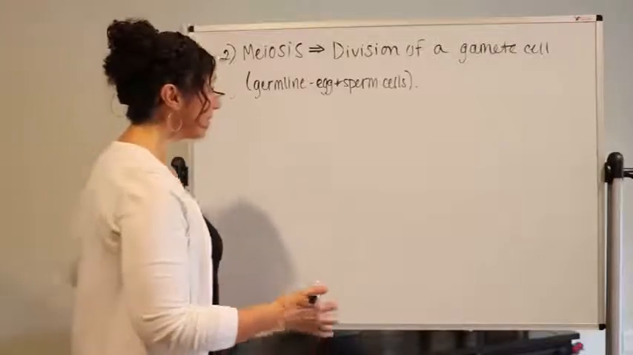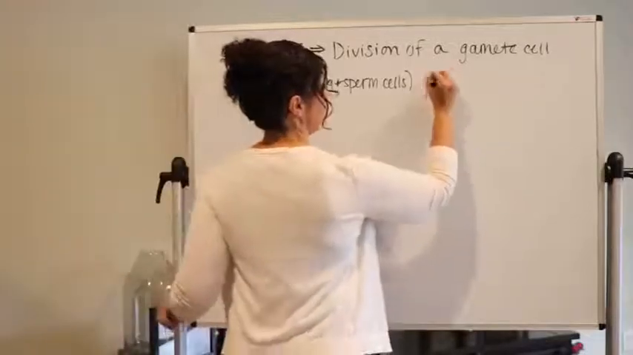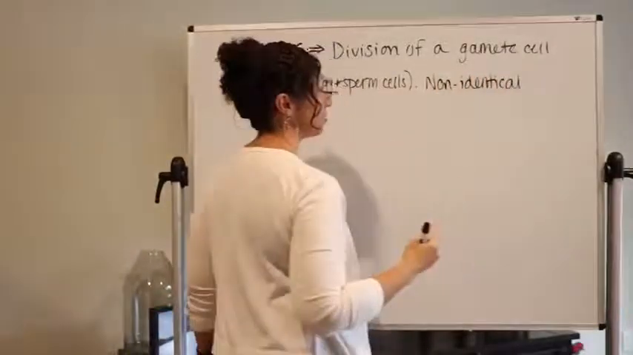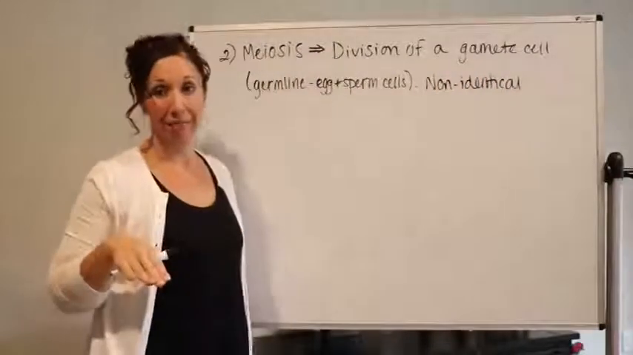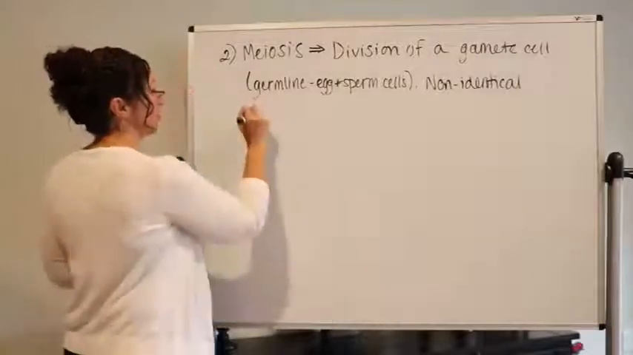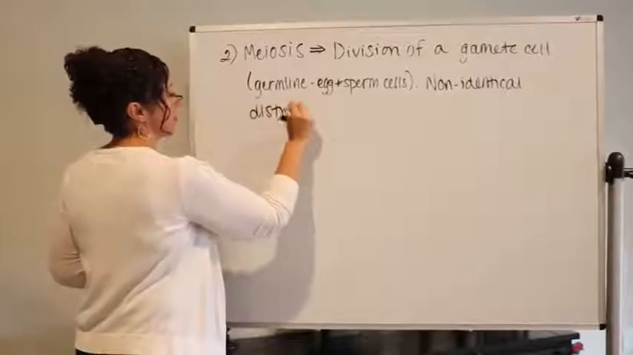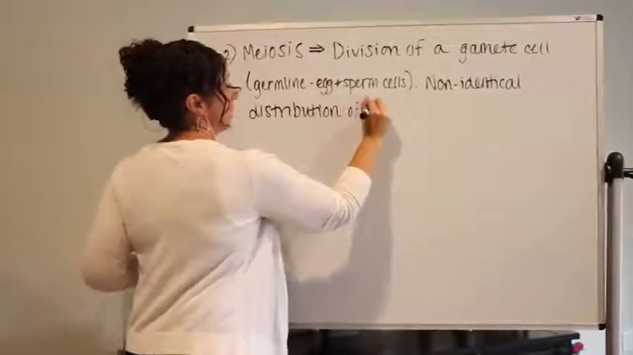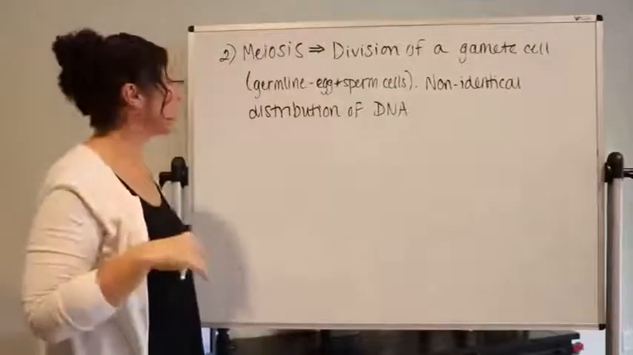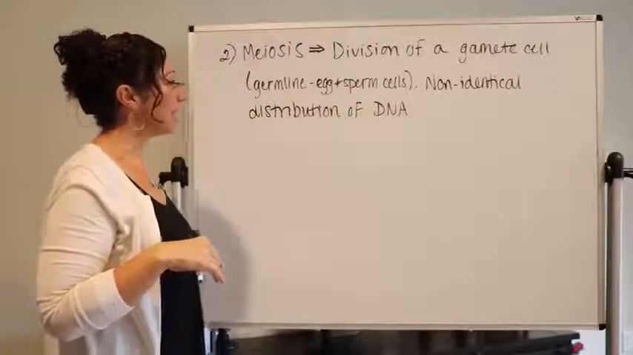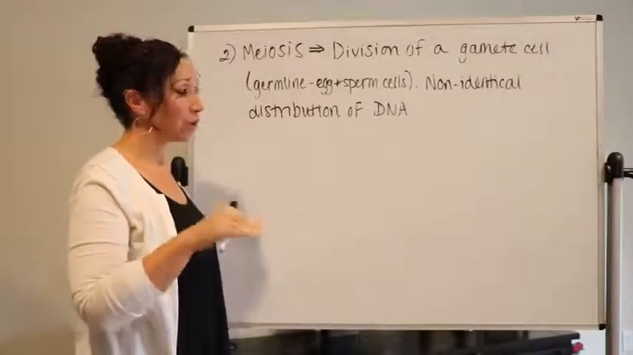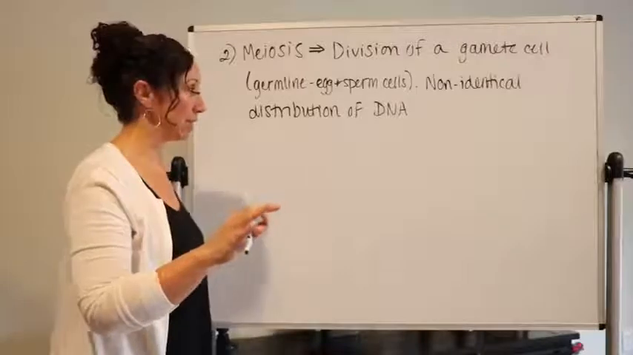So this is the non-identical. And this is good because if we had identical distribution for our gamete cells, we would all look the same. And that's boring. It's nice to be a little bit different. So non-identical distribution of DNA. You get a full set of DNA, it just doesn't look the same. Non-identical distribution of DNA from 1 parent gamete cell to 4 non-identical gamete cells.